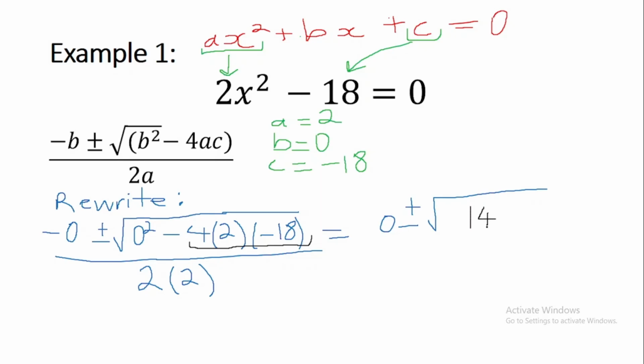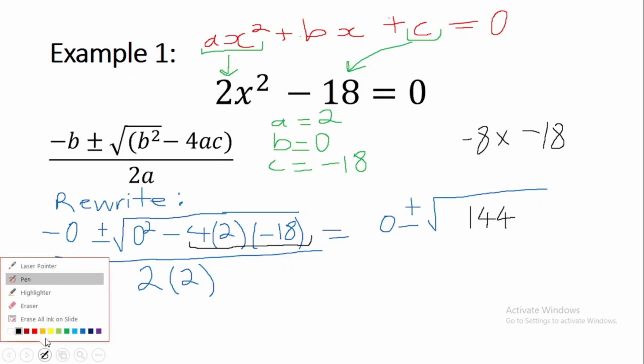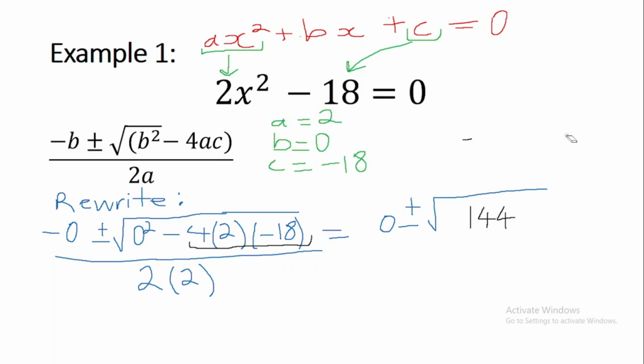144. So you're gonna have 144, and the reason why the 144 is positive is because negative 4 times 2 is negative 8, and negative 8 times 18 is going to give you positive, so you end up with positive 144. Okay, so you'll have 144 alone because there's a 0 squared. 0 squared is nothing. All over.